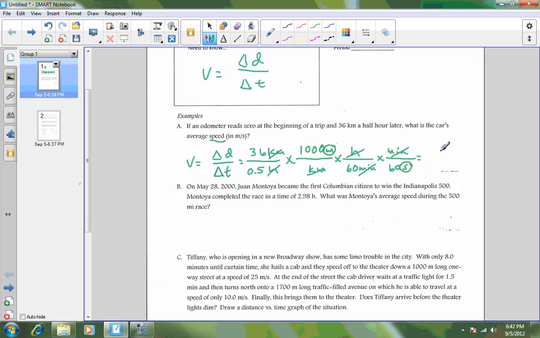Multiply across the top, and you're going to get 36,000 meters. Multiply across the bottom, and you're going to get 1,800 seconds. Plug that into the calculator, and the answer you should get is 20 meters per second. Go ahead and put a box around it so it's easy for us to find when we're grading.